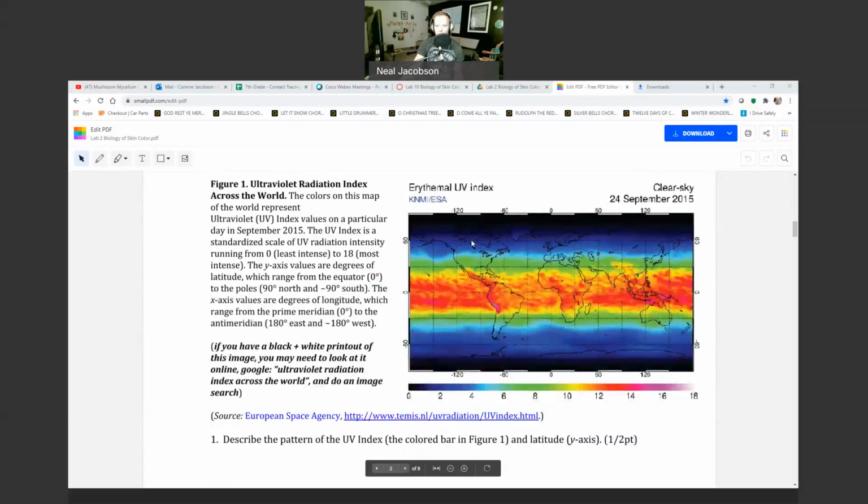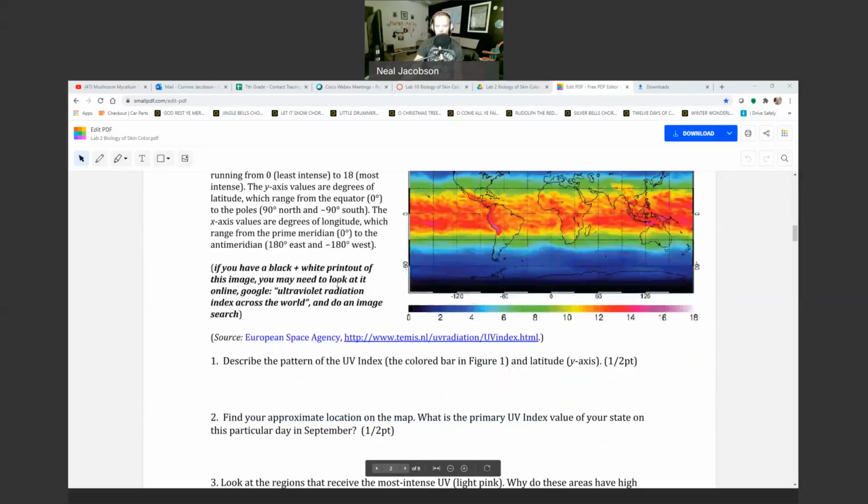And so that's what we're looking at here. It's a heat map, and the warmer you are on the heat map, the higher the UV exposure is, or the UV index in that area. This particular heat map was created on September 24th in 2015. You can see that the scale goes from 0 to 18, 18 being white hot, 0 being black, and in the middle, the warmer you get into reds and yellows and pinks and whites, that's where you're getting the most UV exposure.